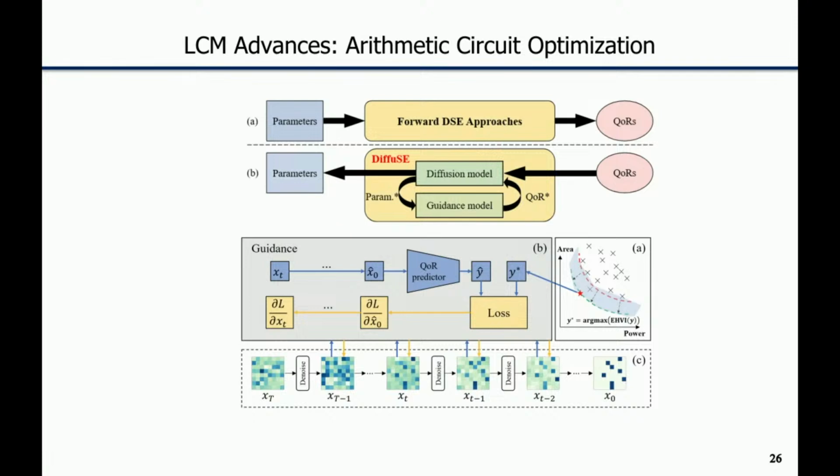And then we also do arithmetic circuit optimization. If we consider arithmetic circuits, you have, let's say, the prefix tree, with different kinds of configurations. They are discrete values, so we map them into a continuous space in diffusion. After learning the latent diffusion, we can sample a new design that is possibly better in terms of PPAC than whatever you have seen before. So that also shows some advantage.